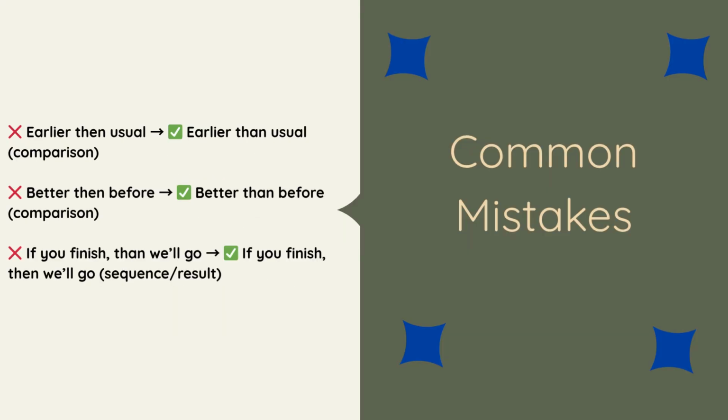Common mistakes include saying earlier then usual. You will say earlier than usual. Another common mistake is better then before, but it's better than before. These two examples show comparisons between time and a comparison between actual things.